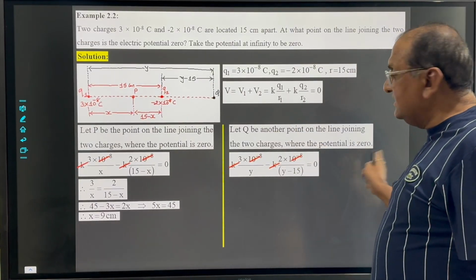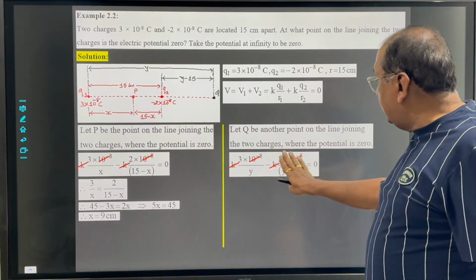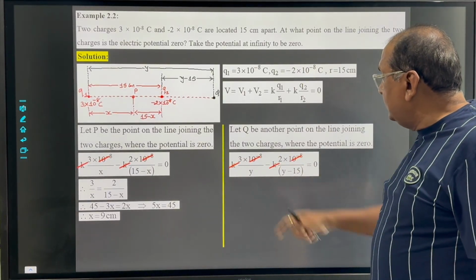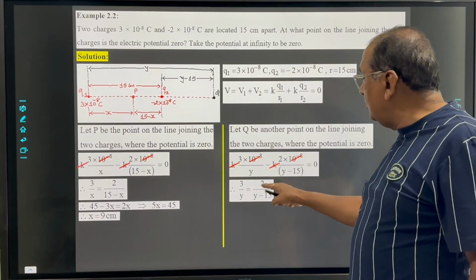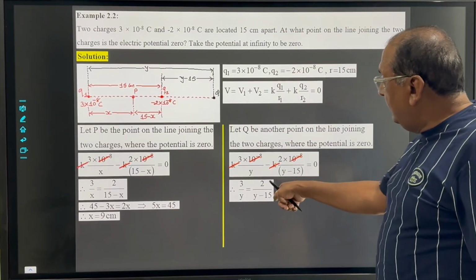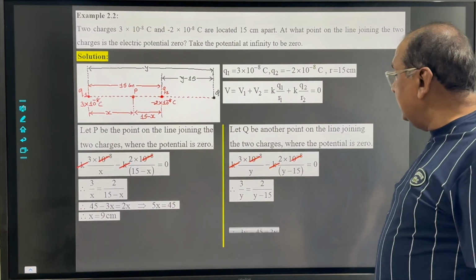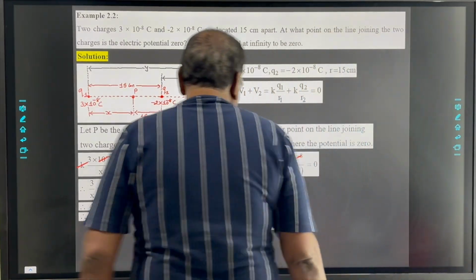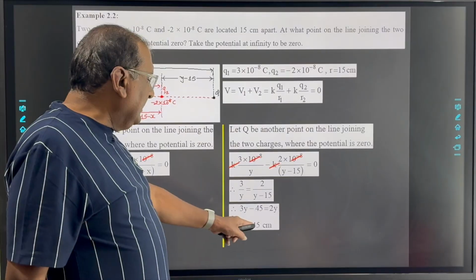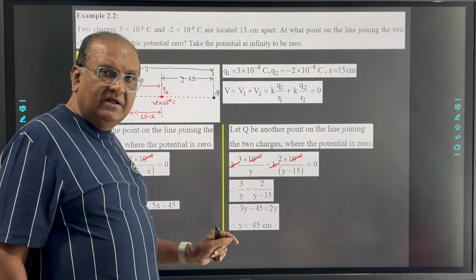K and 10 raised to minus 8 will be cancelled. Take this portion on the right hand side. So 3 by y is equal to 2 upon y minus 15. Now take the cross product and then make y the subject of the equation. You will get the answer 45 centimeter.